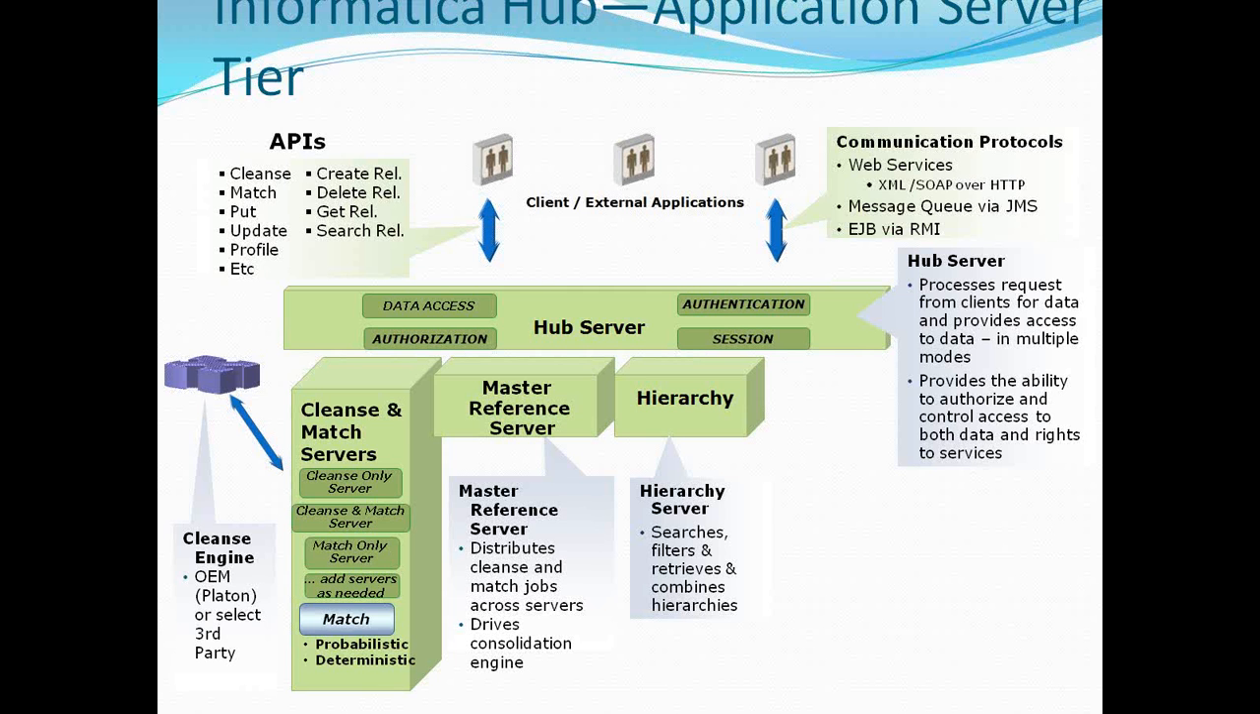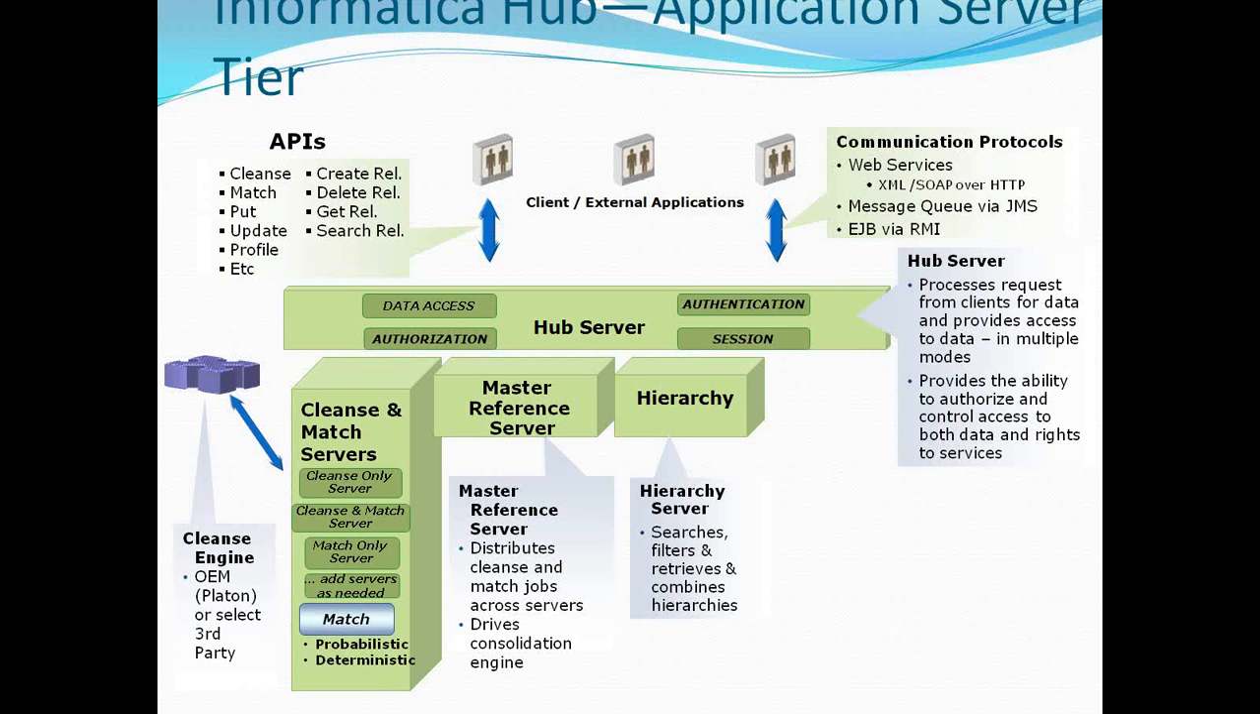So in this, basically all the APIs are fired. Some of the APIs are mentioned on the left hand side, like cleanse, match, put, update, or some other relationships. These are some of the APIs which are mentioned. All of them get fired automatically. We don't have to do anything for that. Whenever we create any request, update, or delete, these APIs are fired automatically.